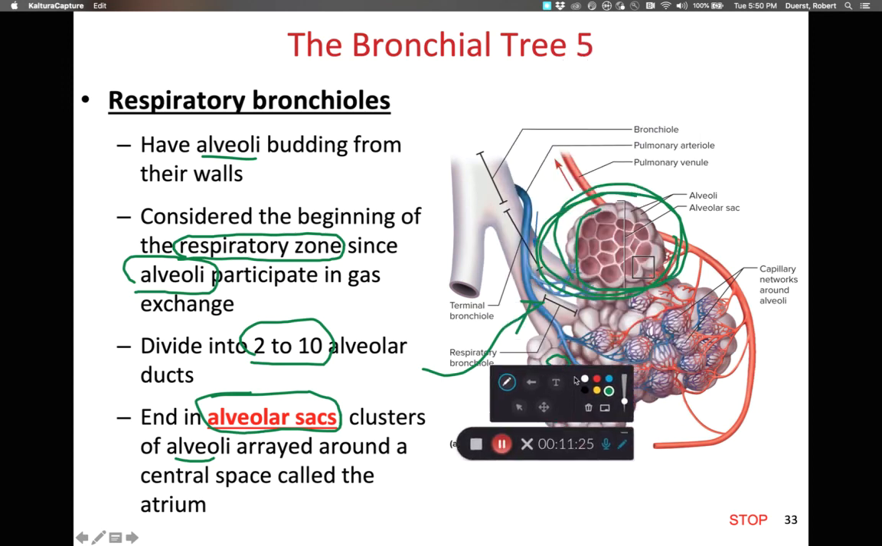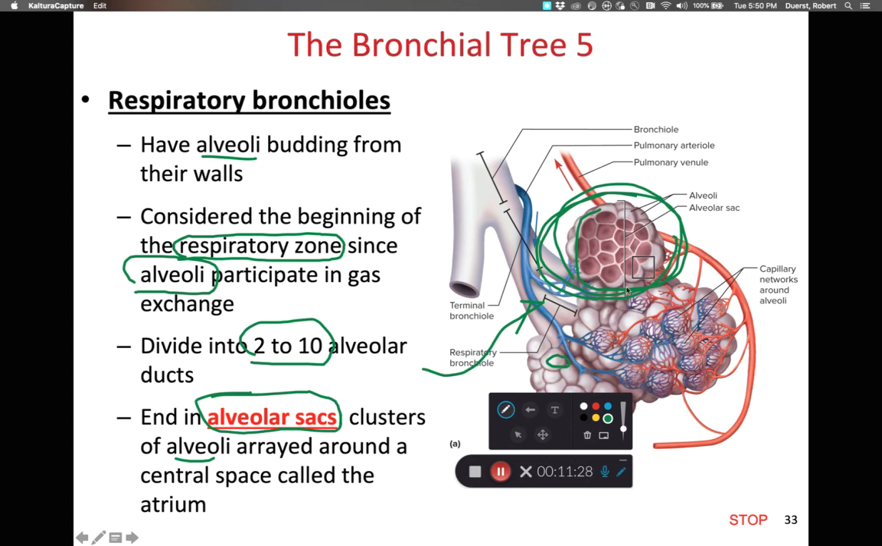And that's all we have for this recording on the bronchopulmonary tree.